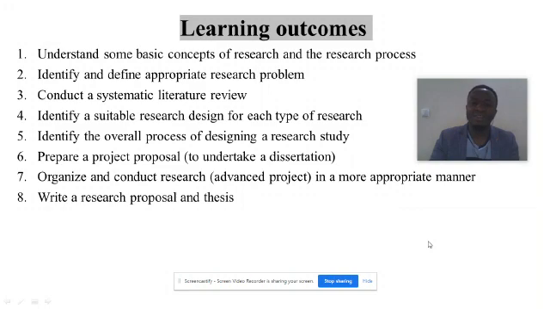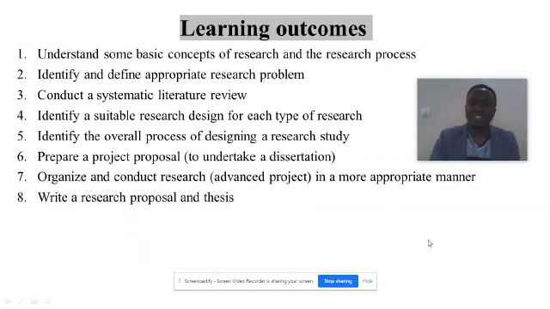The second one is you should be able to define clearly what a research problem is, that is the problem statement. This is now skills. You need the skills, not only knowledge about what a research problem is, but also the know-how to identify and clearly define an appropriate research problem. Another one is how you conduct a systematic literature review. You should be able to conduct a systematic literature review.